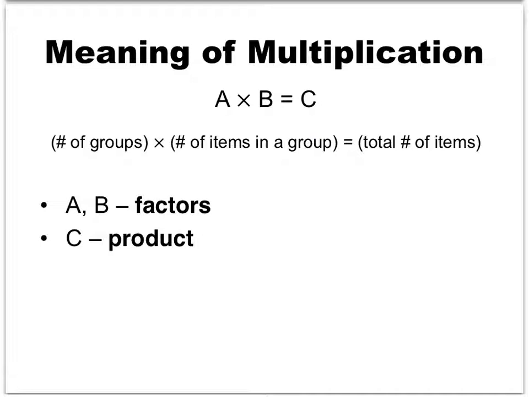This interpretation illustrates the meaning of multiplication that we're going to use throughout the rest of the semester whenever we talk about multiplication. Multiplication looks like this: A times B, so some number times some other number equals C. The first number, A, represents the number of groups. The second number represents the number of items in a group. And the number C represents the total number of items. These numbers A and B are generically called factors, and the number C is called a product.